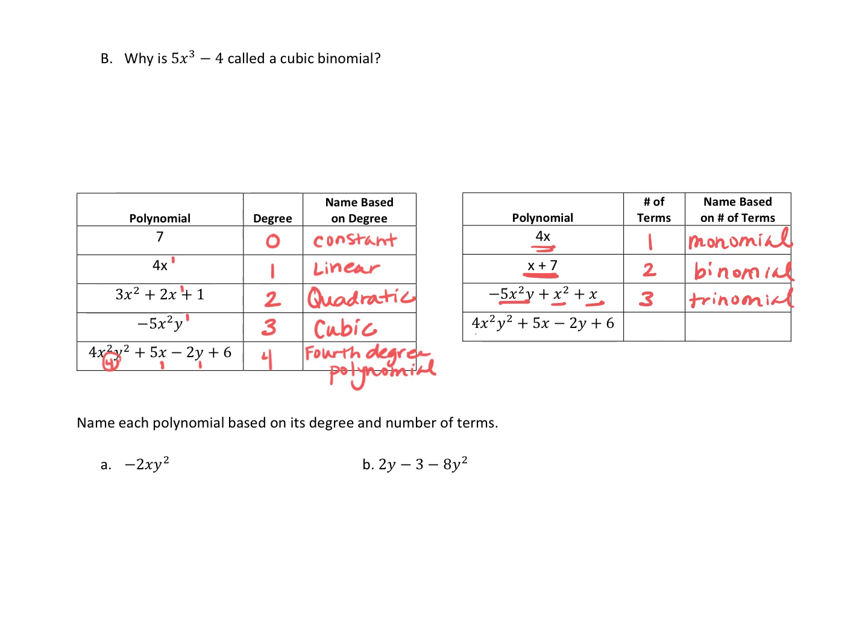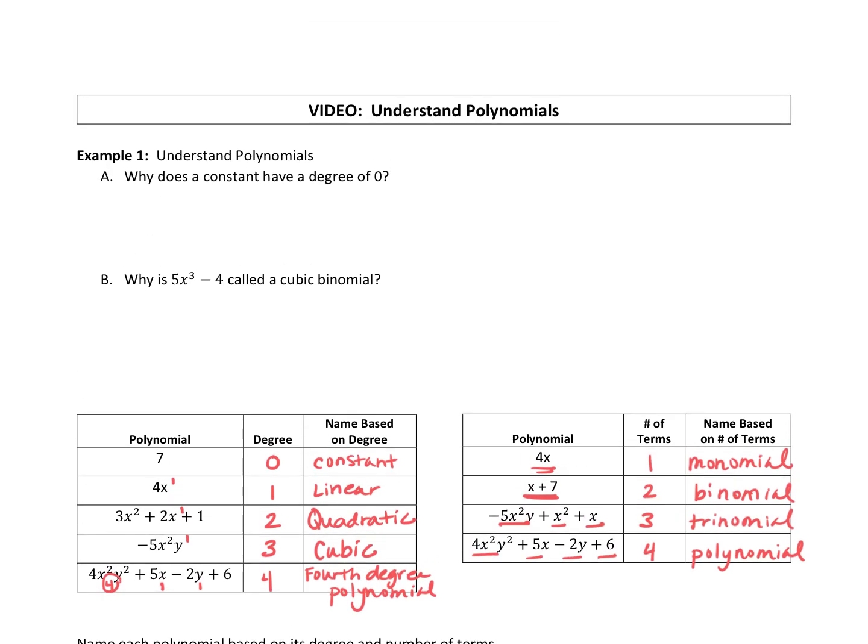All right, then we get to 1, 2, 3, 4. Any number of terms above 3, we just call it a polynomial. Poly means many, so polynomial is just the term that anything above a 3 gets. But if you have 1, 2, or 3 terms, those get special names: monomial, binomial, trinomial. All right, let's jump up to part A.